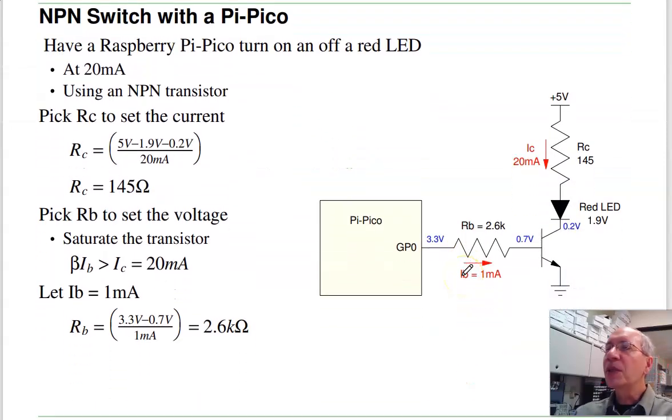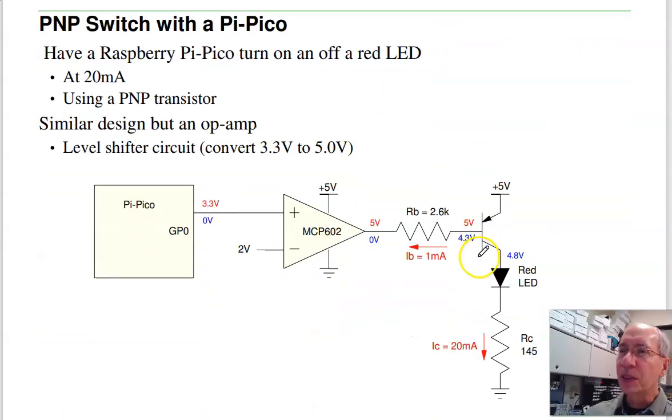The one problem is if you have 5 volts in. If I'm using a Pi Pico, then the NPN and PNP are similar. I'm going to have less voltage, only 3.3 volts here at the NPN. Adjust RB to set the current. So if this is 3.3 volts minus 0.7 at 1 milliamp, this winds up being 2.6 kilo ohms. Everything else stays the same.